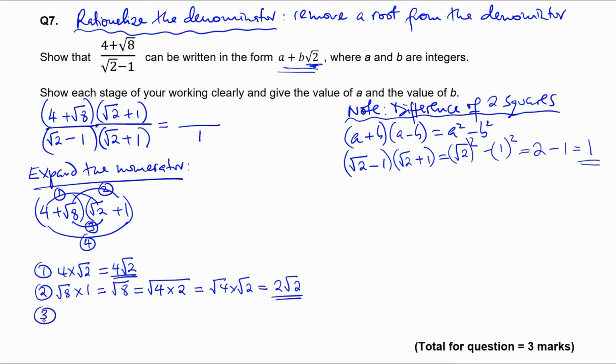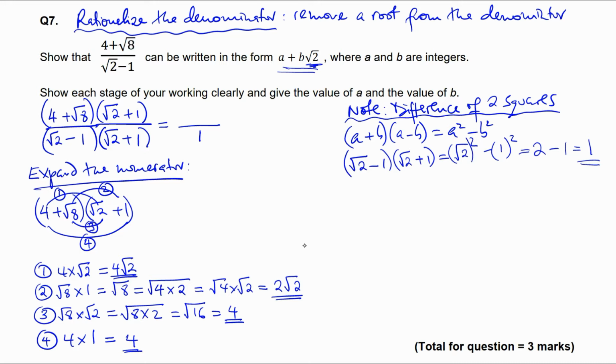For 3, square root of 8 multiplied by square root of 2. Now that will just be equal to the square root of 8 multiplied by 2, which is square root of 16. Now we know that the square root of 16 is just 4. And then for part 4, we have 4 multiplied by 1. Oh, that's the easy part. So that will just be equal to 4.